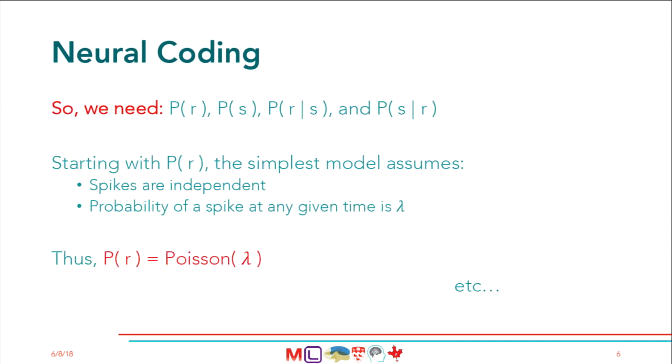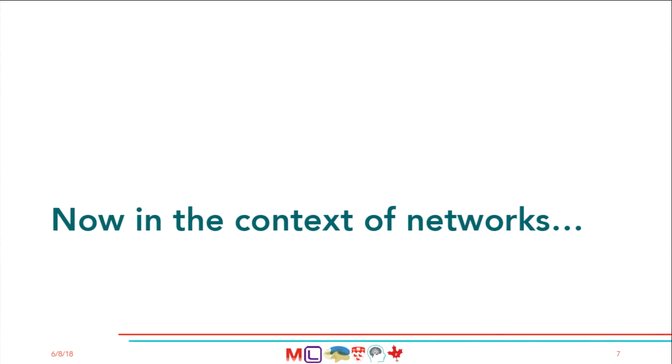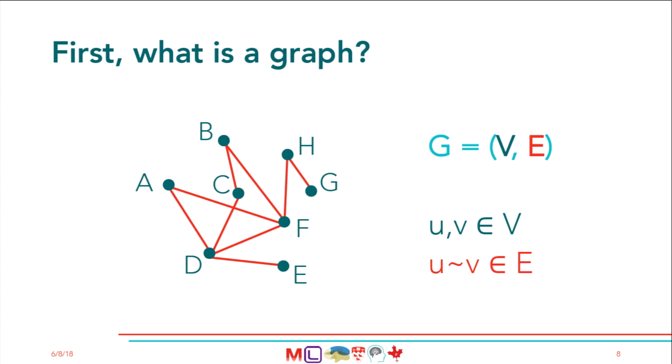Let's just take the probability of reaction independently. The simplest way we can do this is by assuming our spikes are independent. Then our spikes don't care about which spikes came before them, and we can say that they spike at some arbitrary rate lambda, which means that our probability of reaction follows a Poisson distribution with parameter lambda, and so on. This is the type of approach we're going to be taking in the context of connectomes, and of course we're going to get a little more complicated.